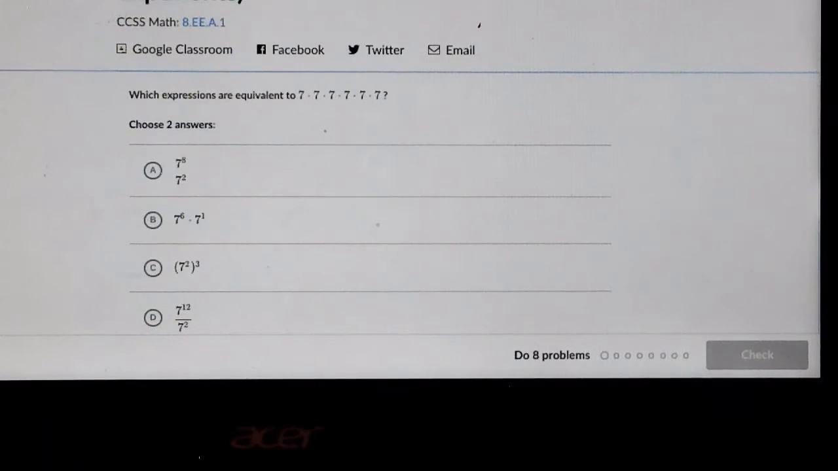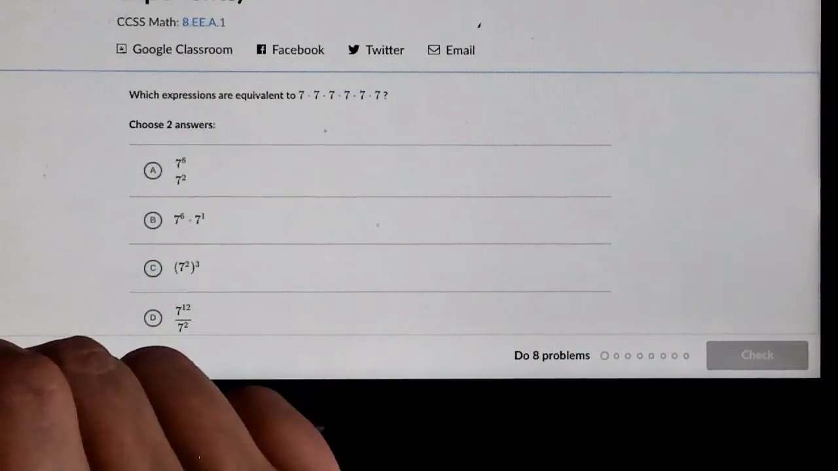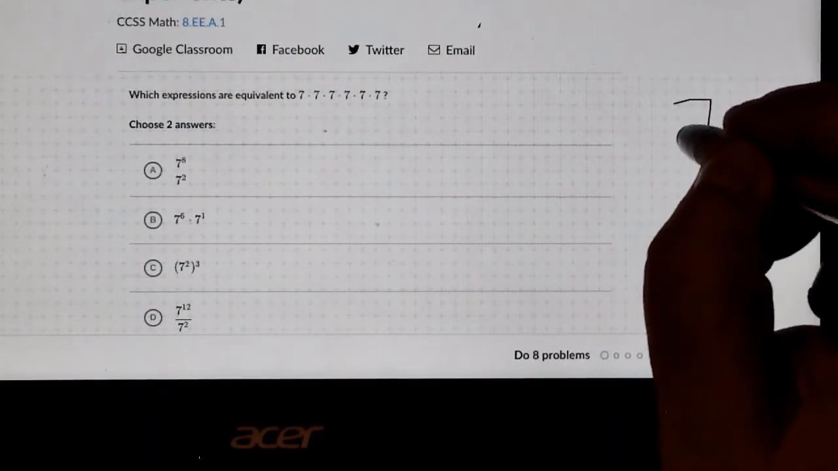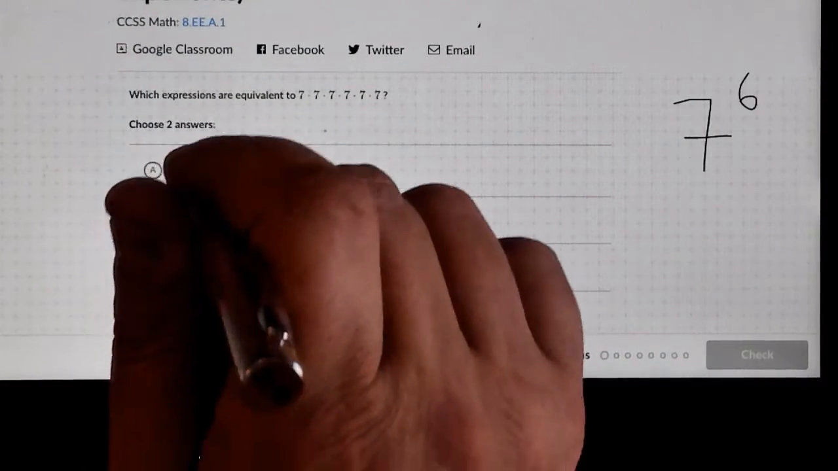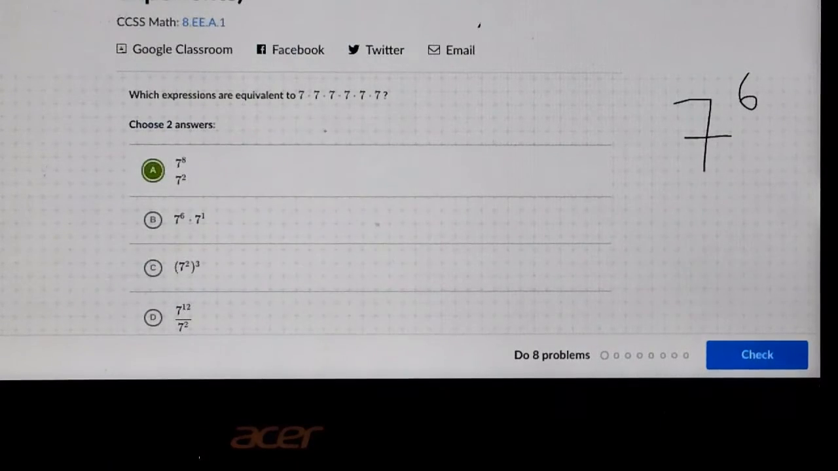So I'm going to look at the options and see which one actually gives me the value 7 to the 6th power. That's what I'm after. Well, there is a division over here: 7 to the 8th power over 7 to the 2nd power. 8 minus 2, 7 to the 6th. A works. Next one, multiplication. I have to add the exponents. 6 plus 1 makes 7 to the 7th. That doesn't work.